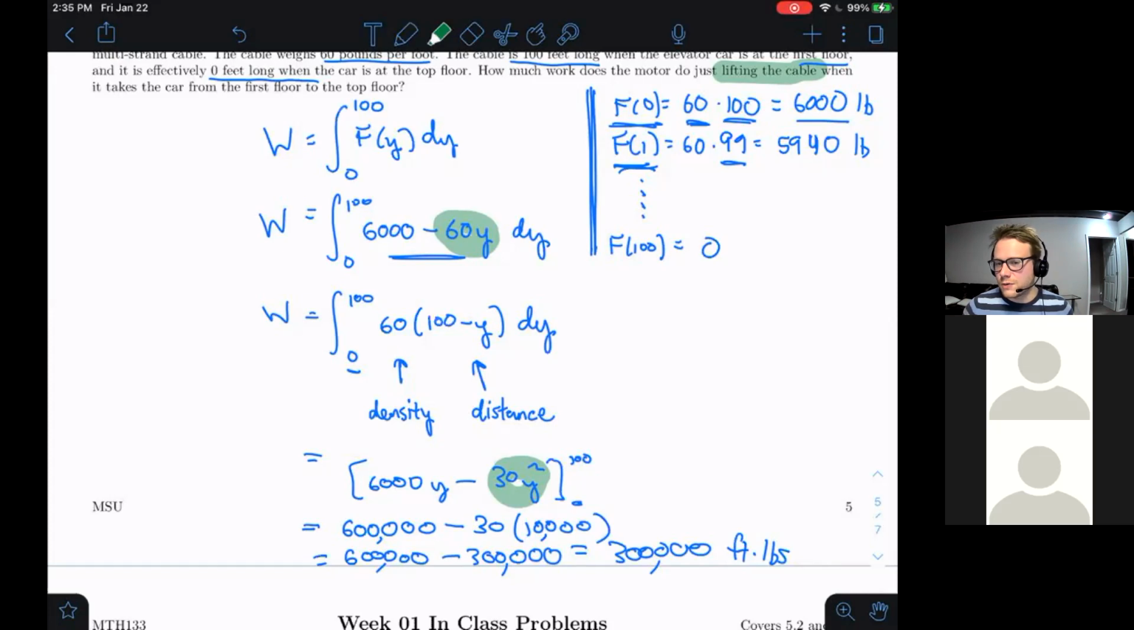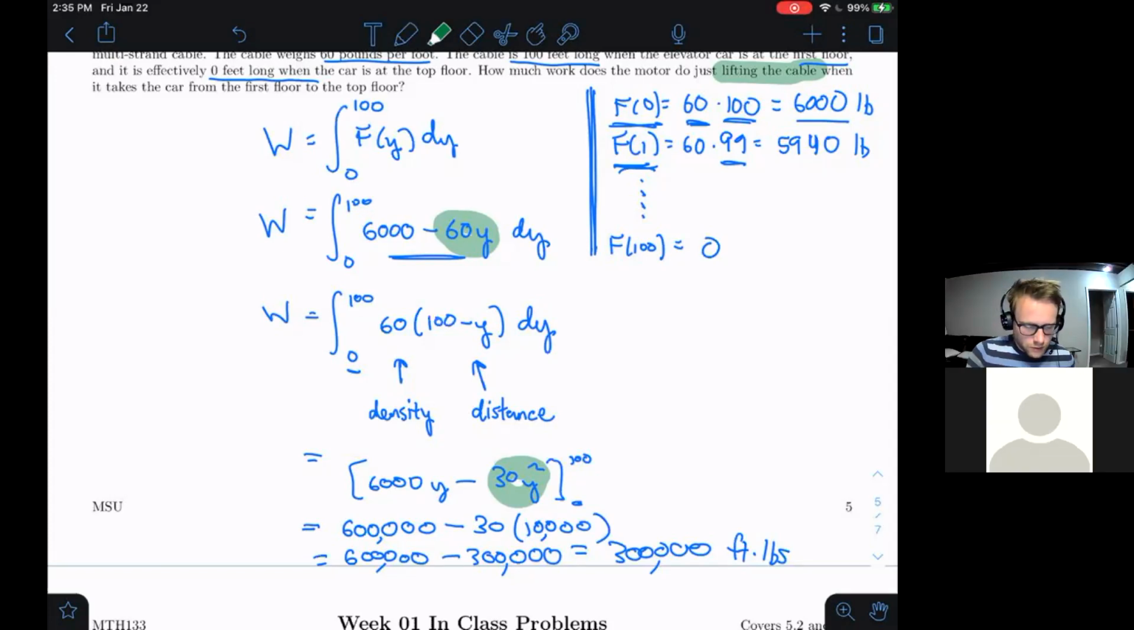Yeah. And so we're really using this as weight, not mass. Okay, so 6,000 is the weight, not the mass. Exactly. Yes. Okay, got you. Cool. All right, so let's move on.